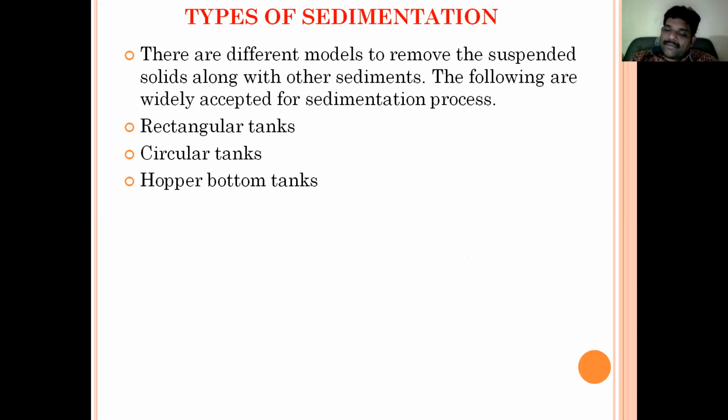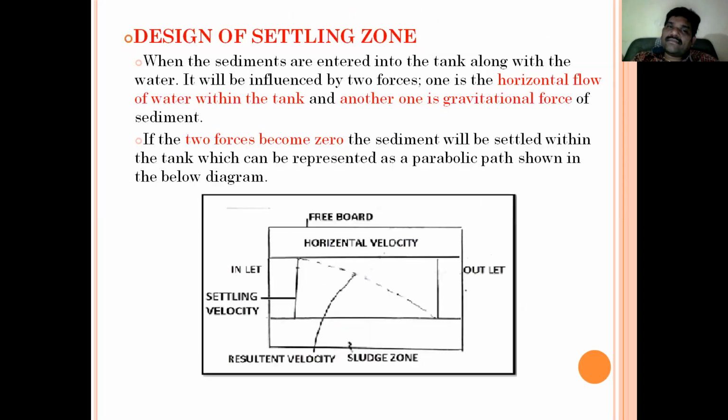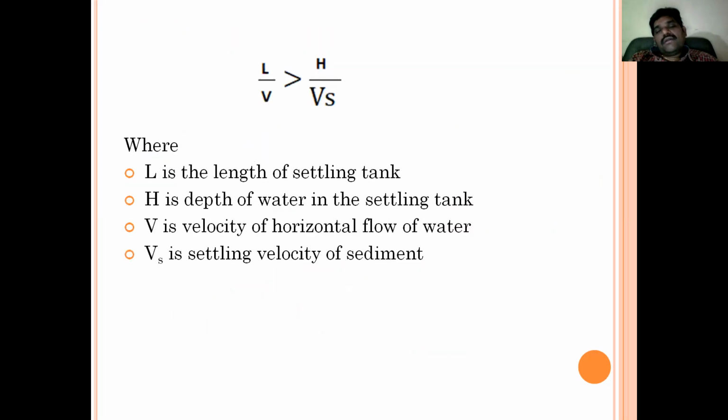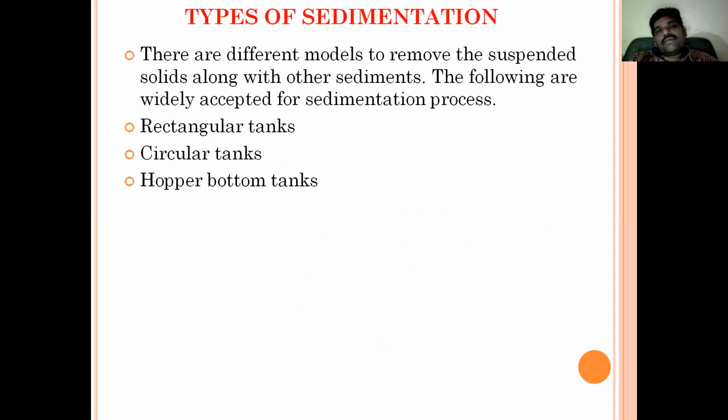What is sedimentation? We have seen what sedimentation is. Have a look here. Settling of particles at the bottom of tanks or catchments due to the difference in specific gravity of the liquid and the solid particles. That is sedimentation. Now the topic is types of sedimentation tanks. First one is rectangular tanks, next one is circular tanks, and the third one is hopper bottom tanks. Now we'll see them one after another.